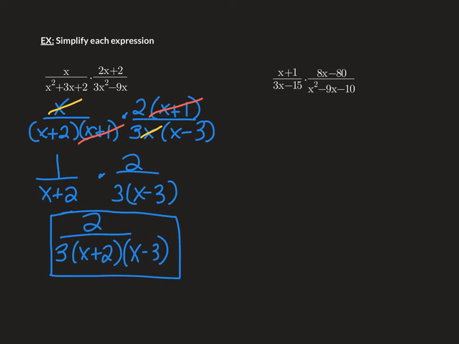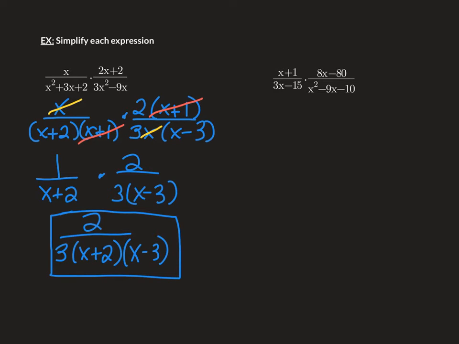How'd you do? Okay, so here's what I'd like you to do. I would like you to pause this video, and I would like you to try the problem just to the right of it, the one that says x plus 1 over 3x minus 15 times 8x minus 80 over x squared minus 9x minus 10, and see what you do, and then we'll do it together. You ready to see how you did?